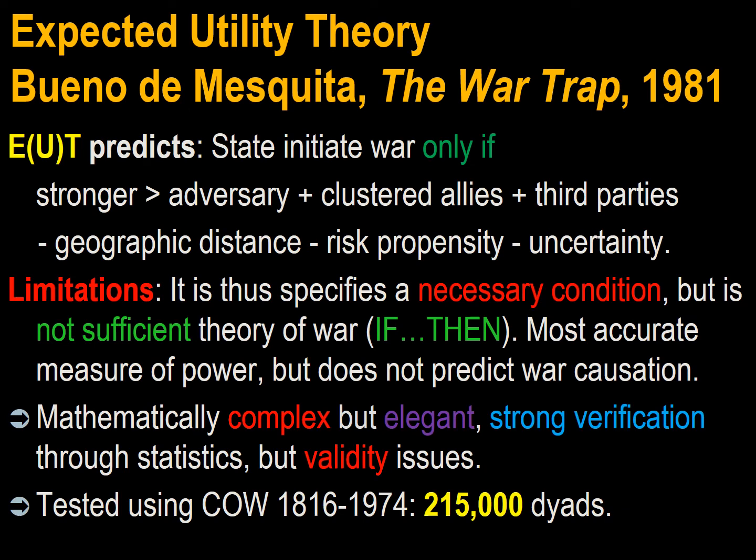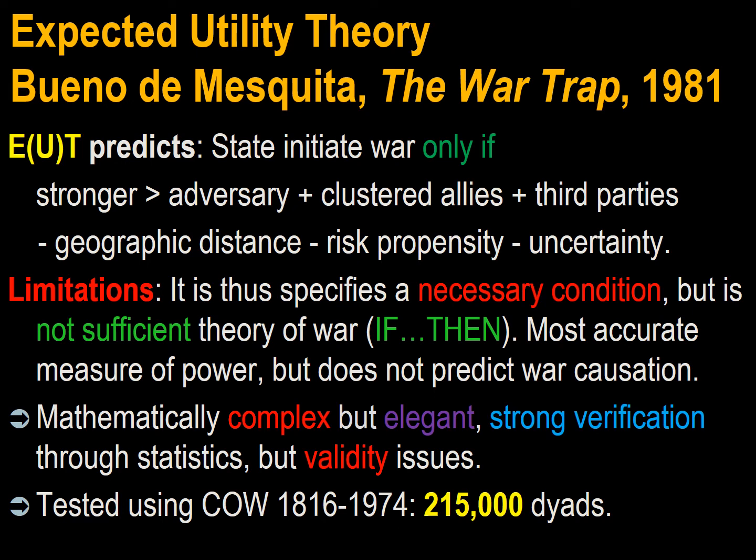Now, Bueno de Mesquita helped develop expected utility theory, which is symbolized by EUT, particularly in his book entitled The War Trap in 1981. Expected utility is a form of games theory. A state will initiate war if it is relatively stronger than its adversary, plus the total effect of clustered allies and third parties in the international system, as controlled for by geographic distance, the risk propensity of decision maker, and the level of uncertainty.